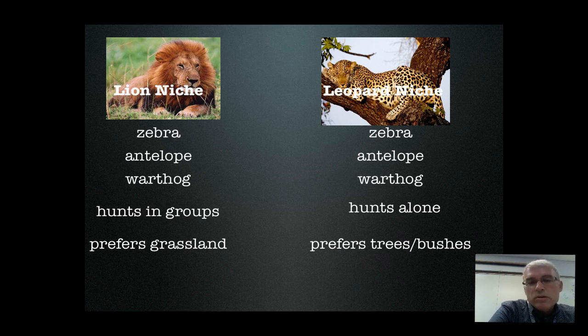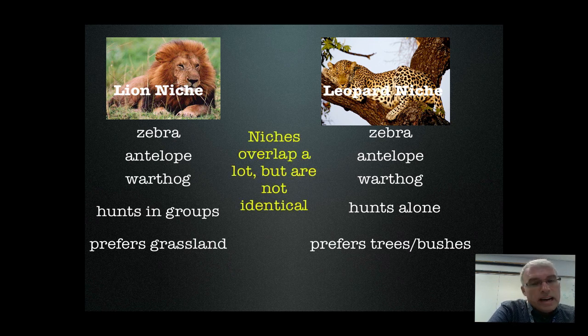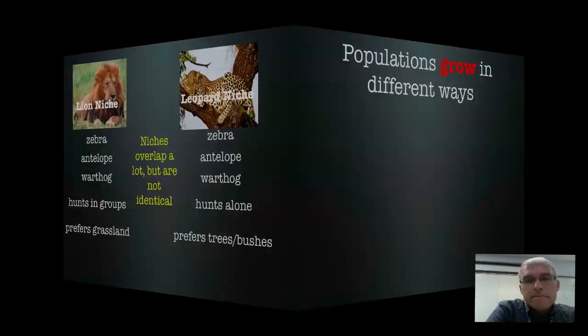So these animals do compete for the same food, and they do live in the same areas, but they divide up their niches slightly differently, mainly by where they prefer to hunt. Lions and leopards do not get along, though, and if a lion and a leopard meet, the leopard's going to run up a tree and try to get away from the lion, and if a pride of lions catches a leopard away from a tree, they're going to kill it. So niches overlap a lot, but they're not exactly identical for these two cats.